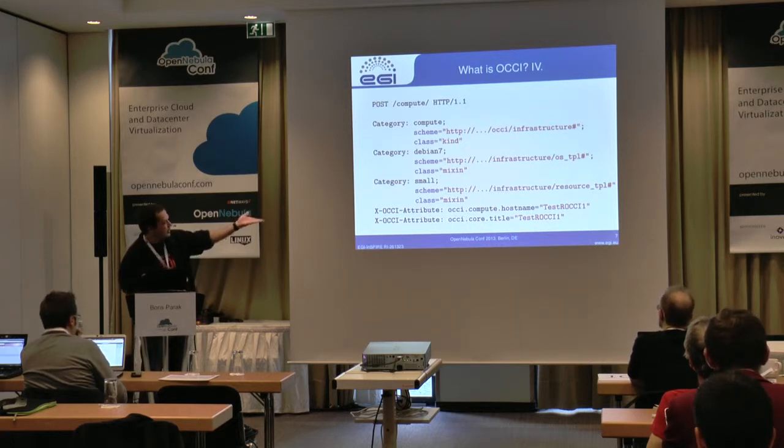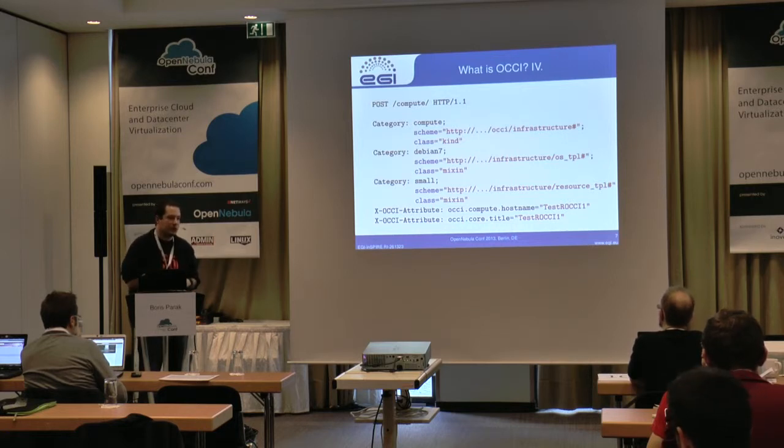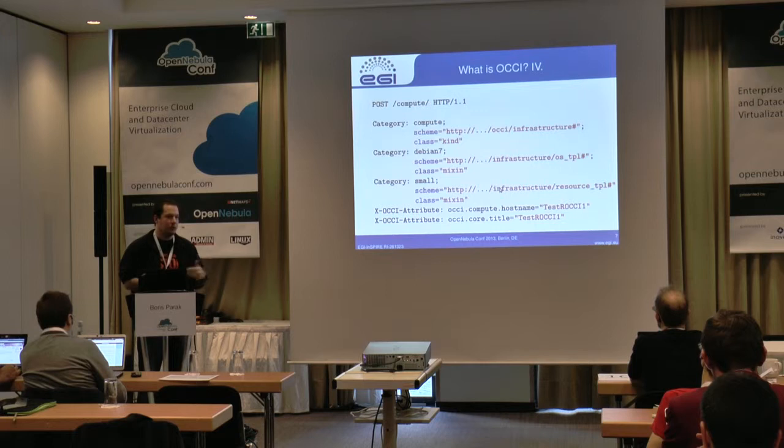As you can see, attributes at the bottom can specify additional information. You would be able to specify a number of cores, amount of memory. If you don't like to use predefined resource templates, you can define all this yourself, and then it's up to the backend to interpret this information and use the attributes you provided.